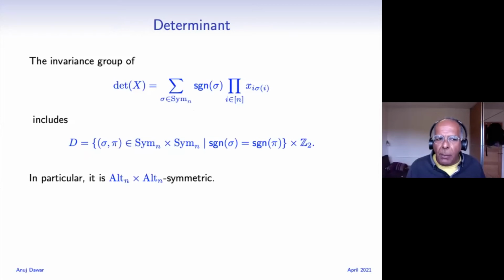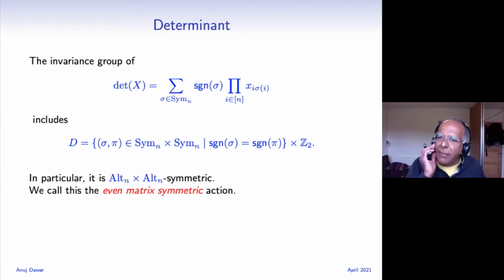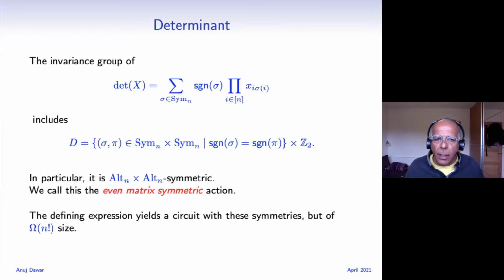In particular, I'll be interested in a subgroup of D, which is the pair of, I'll forget about the transpose, but consider those pairs of permutations where both of them are even, and I call that Alt n by Alt n. Or I call this the even matrix symmetric action. So apply an even permutation to the rows and an even permutation to the columns, and it obviously doesn't change the determinant. Okay, so with that, I've told you what I mean by symmetric circuits, symmetric polynomials.